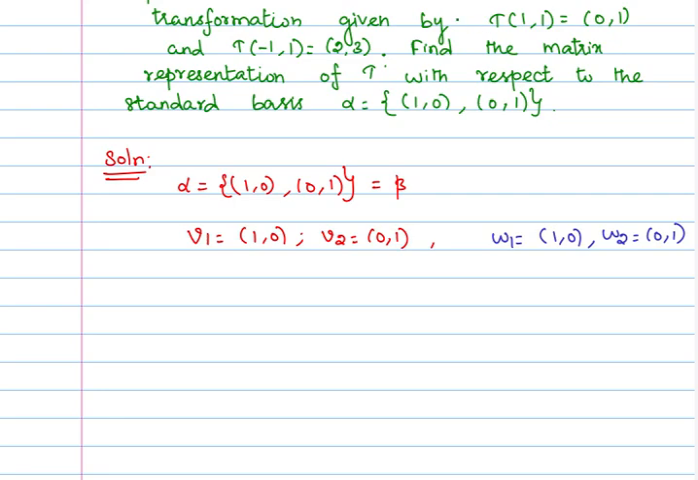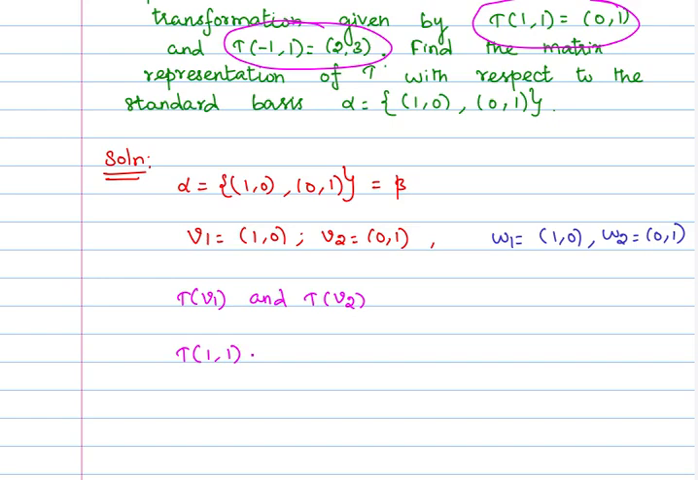They have given T of (1, 1) is (0, 1) and T of (-1, 1) is (2, 3). So they have not given the basis images. I want to represent in terms of the basis, so I require T of v1 and T of v2. But the problem doesn't give them directly, so I want to find T of v1 and T of v2.